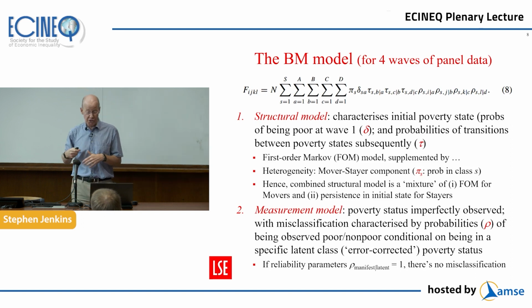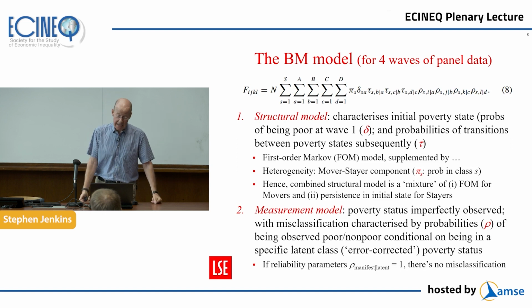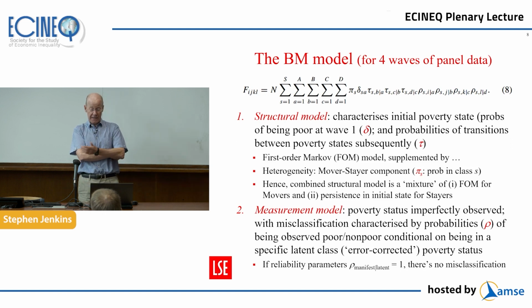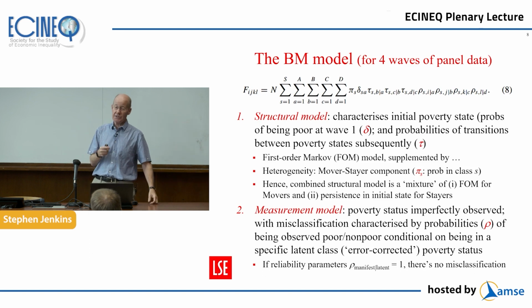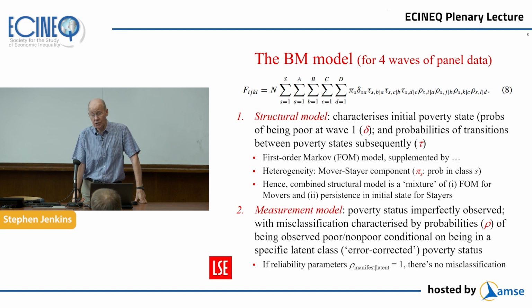So basically, this is the probability of whether or not you're a mover or a stayer. Okay, so if you're a stayer, to give the headline away, where you are at the beginning is where you're stuck forever. And basically what then happens is that the combined structural model is a mixture, in the statistical sense, of a first-order Markov model for movers plus persistence in the initial state for the stayers.